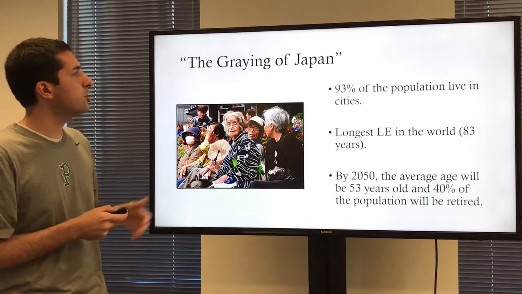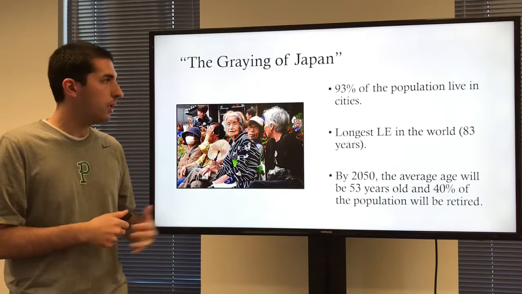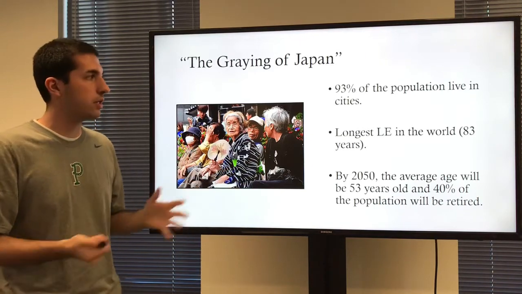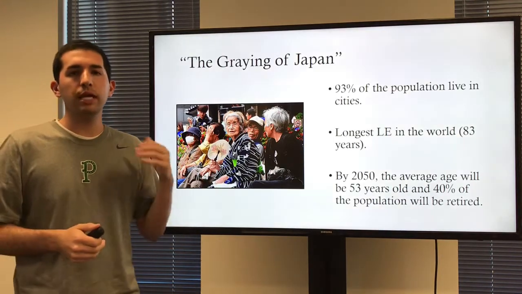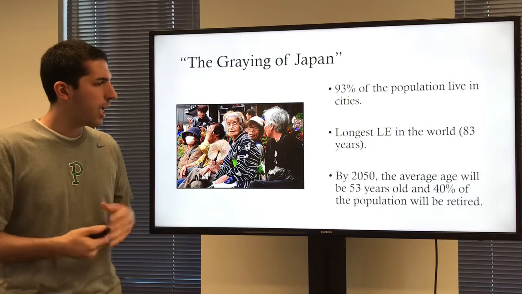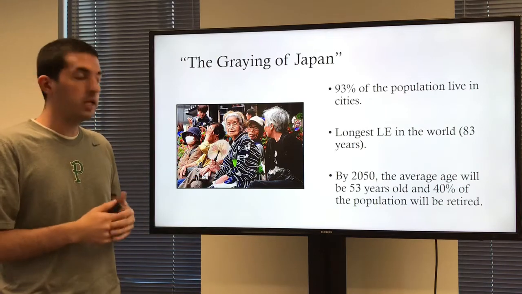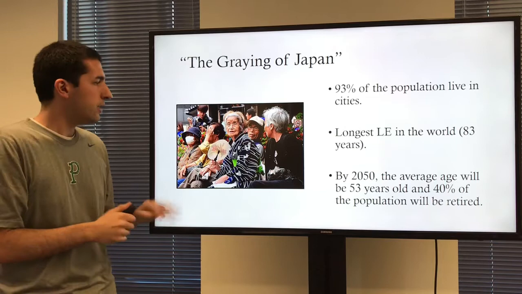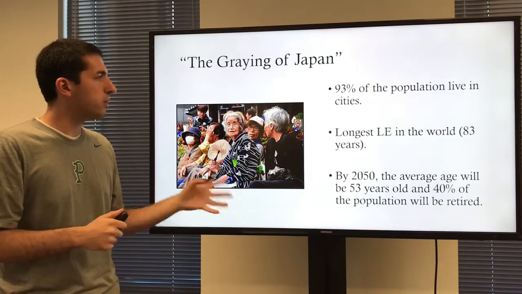Brings us to population and gender, and this term, the graying of Japan. It literally refers to the aging of their people. 93% of the Japanese people live in cities, so this is a huge amount. The longest life expectancy in the world, with 83 years on average. And by 2050, the average age will be 53 years old, and 40% of the population will be retired. This is quite unprecedented for a country. It's starting to take place in parts of Western Europe, Central and Eastern Europe as well, but here in Japan it's quite notable.